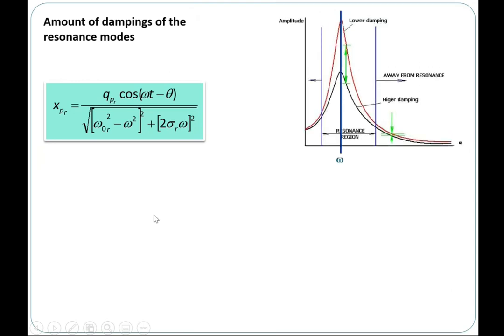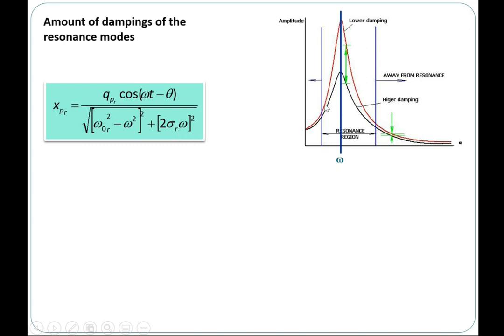The second factor is the amount of damping of that particular resonant mode. It is in this particular part. If you are looking at this X itself, it is this particular part. If it happens that for that particular mode you have a damping, this sigma, that is larger.